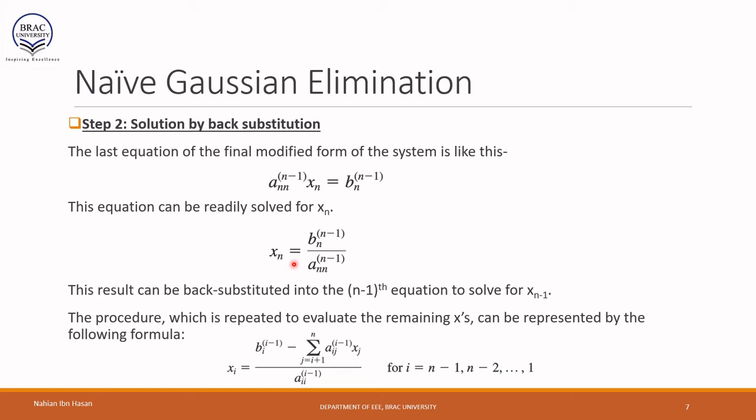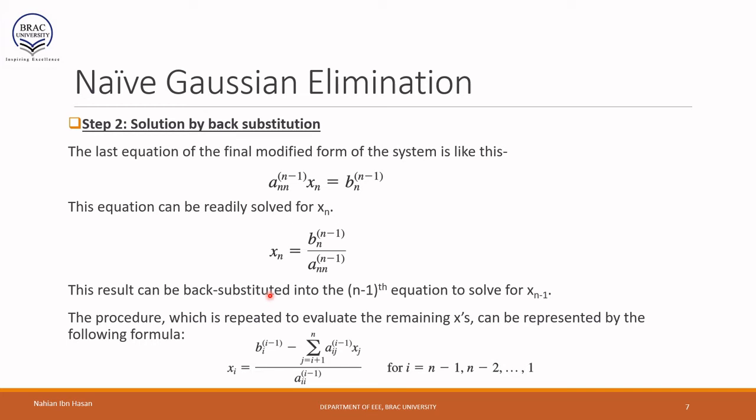So we already know the value of xn. If we substitute the value of xn, then we will get the value of xn minus 1. In this way, we just carry out the calculations from the last to first equations in the upper triangular matrix, and we easily get all the unknown variables, that means the unknown x variables.